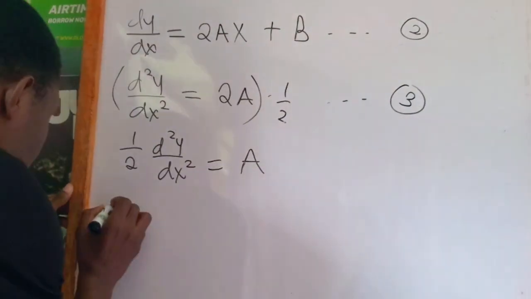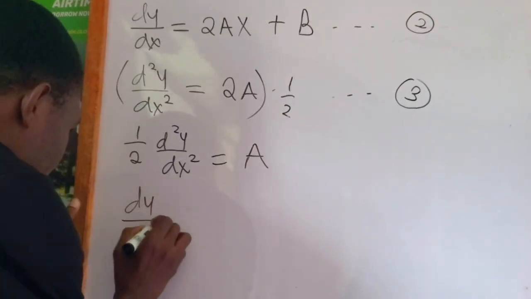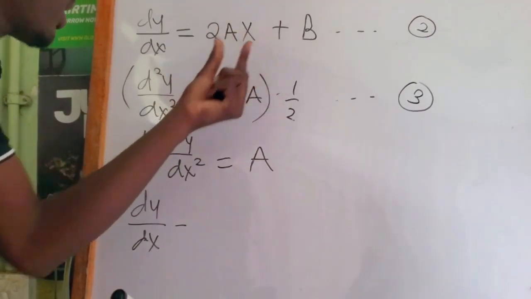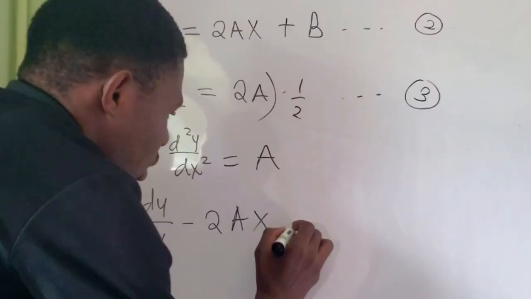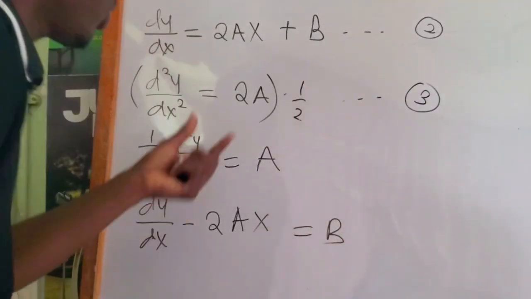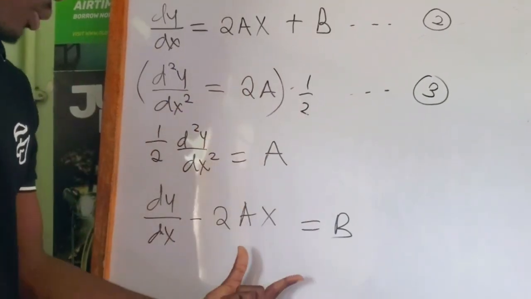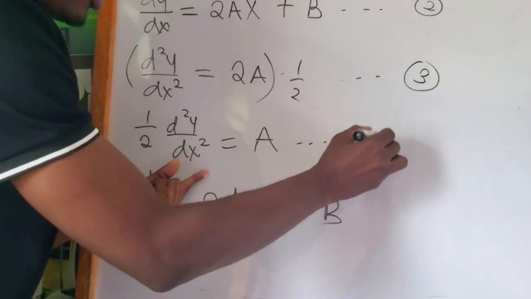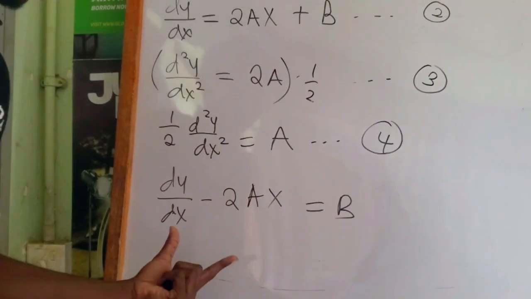So from equation 2, we have that dy/dx minus 2ax is equal to b. So I just made b the subject of the formula from equation 2 to obtain this. Let's call this equation 4, by the way. Now we have to replace a with this value. So let us do that.